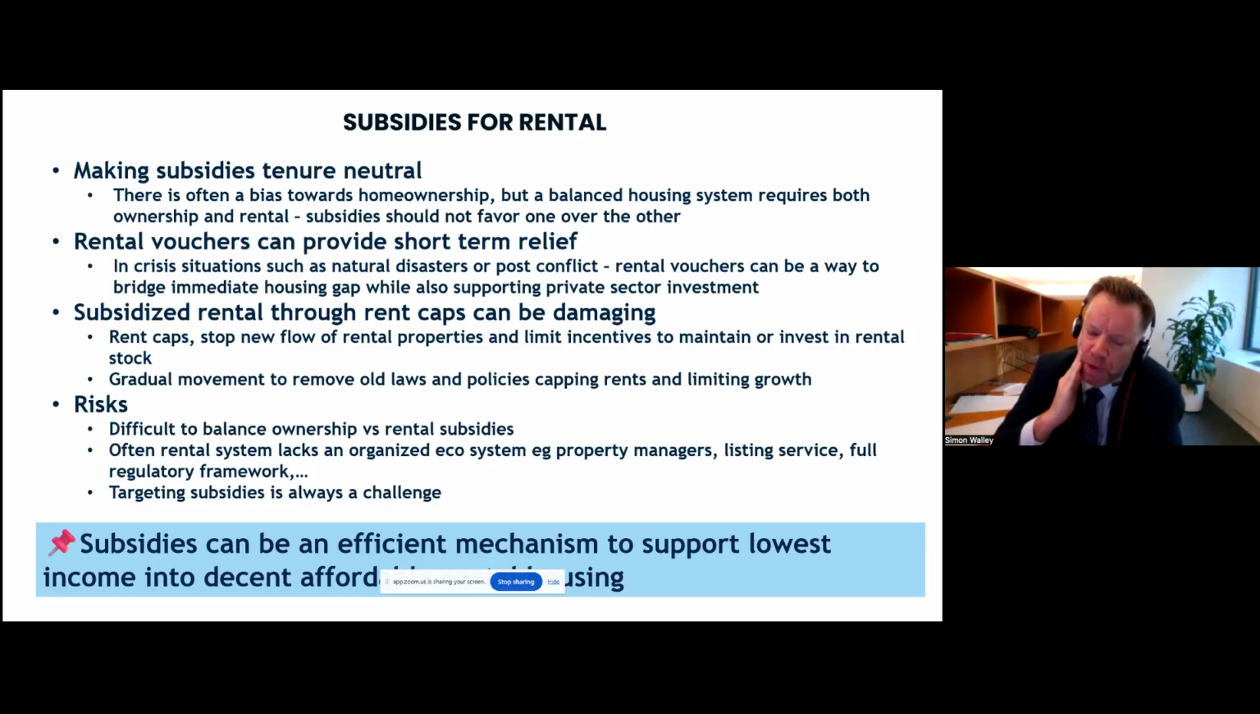Then the last point on subsidies is that often the approach to subsidizing has just been to put a cap on the price of rental. And this is, in many countries, holding back the development of the rental sector. It limits investment into the sector. If you're a landlord, why would you put more money into rental property and increase your stock if you know the return is going to be capped and limited? And even for those properties you do have where you're barely breaking even because of the rental cap, why would you invest in maintaining the property if you're not making an economic return on it?